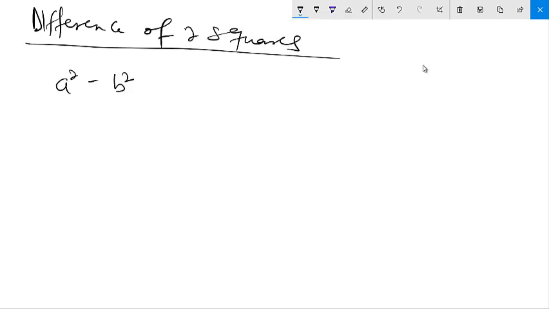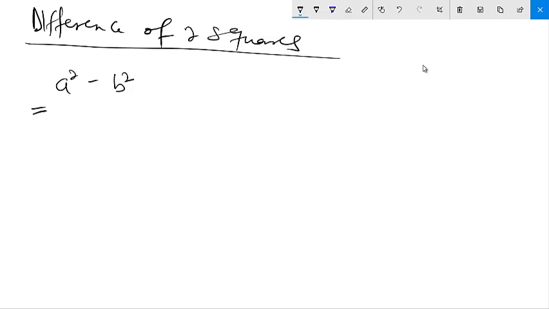Usually, a difference of two squares is of the form a squared minus b squared, whatever alphabet you want to use. It might be x squared minus y squared. But what it means is there are two squares, and I want to look for the difference. And this is a quadratic equation because the highest power is 2. So that's why we call it a difference of two squares.